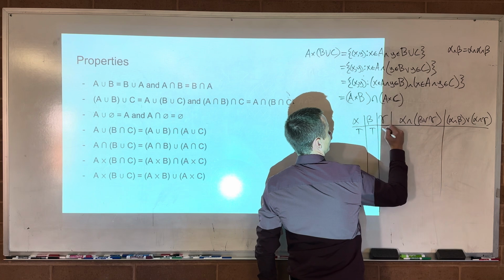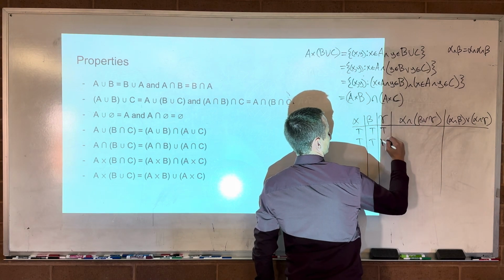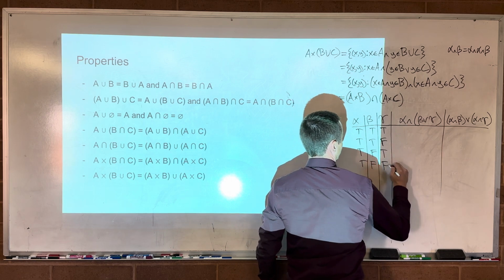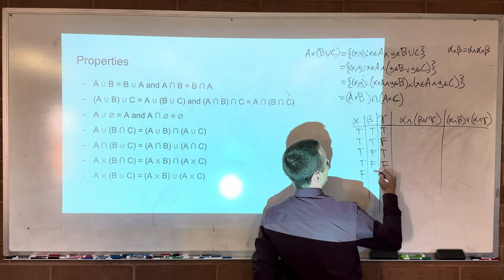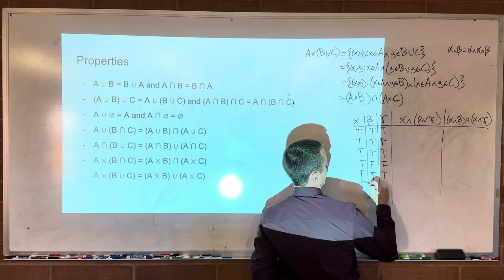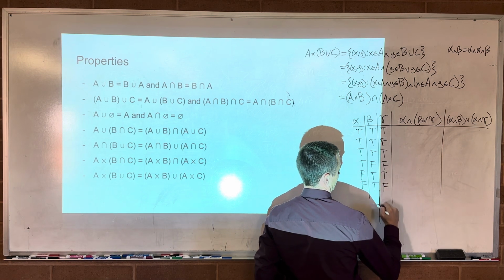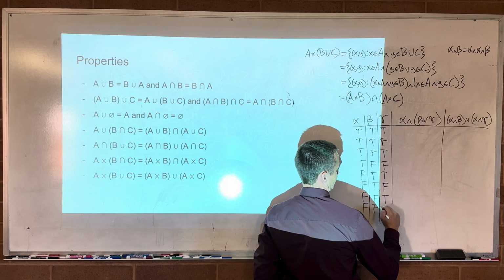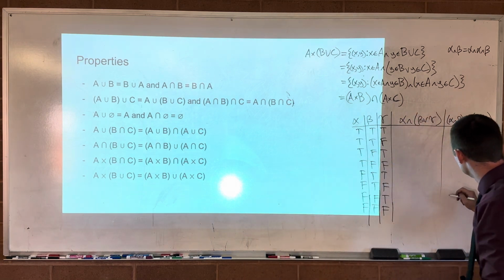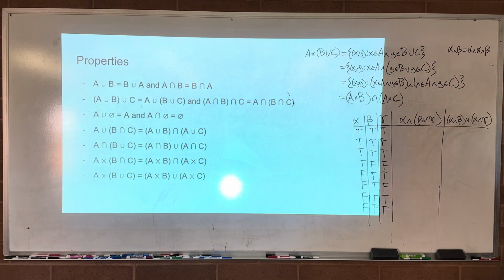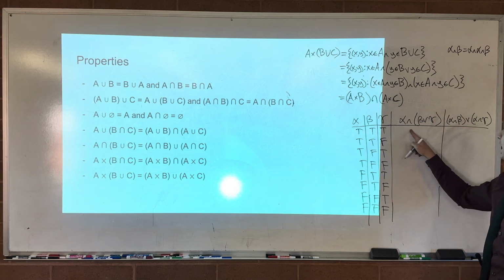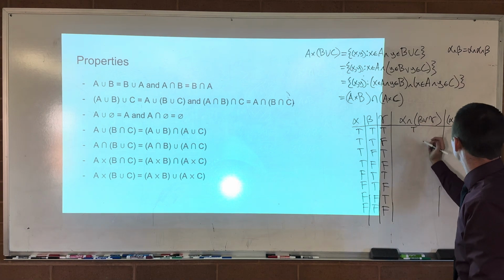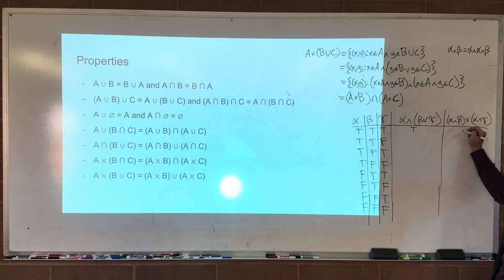So we can have true, true, true; true, true, false; true, false, true; true, false, false; false, true, true; false, true, false; false, false, true; false, false, false. We got them all? All right, so now let's just examine it. True and (true or true) is? True. And when they're all true, this is obviously true as well, right?